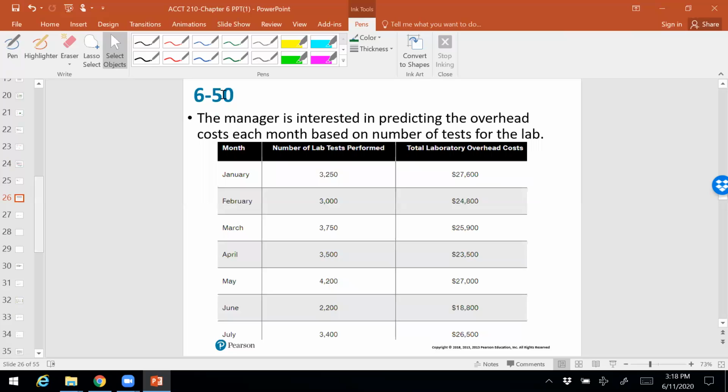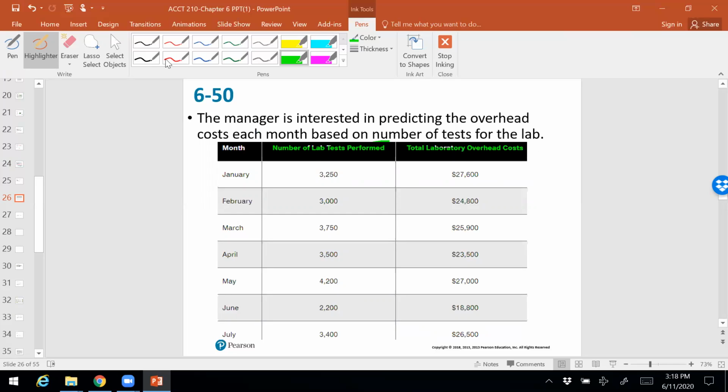So this is from the textbook. It says, you have this and this. So let's look at this title first. This is the month, nothing to say. Number of lab tests performed, okay? This is the total lab overhead cost.